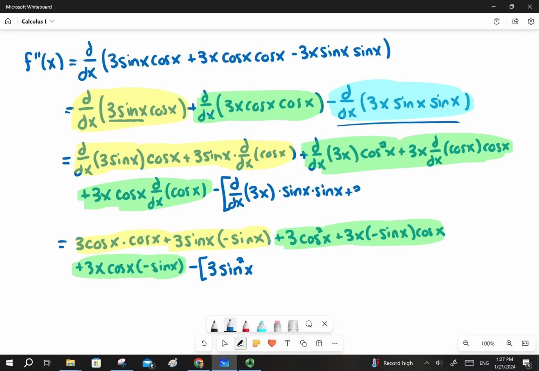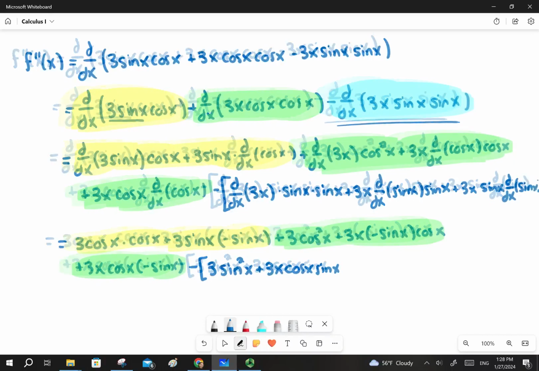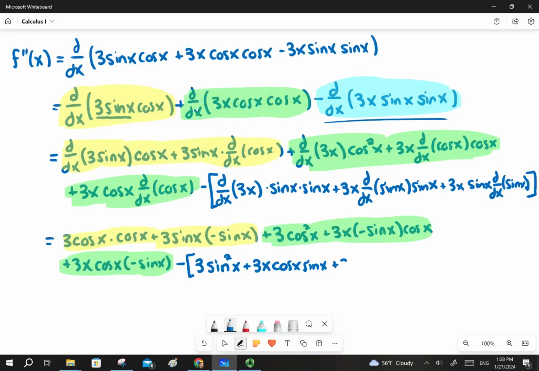Now we leave the 3x alone and take the derivative of the first copy of sine of x and leave the second copy of sine of x alone. So 3x cosine x sine x. And then finally leave the 3x and the first copy of sine of x alone and then take the derivative of the second sine of x, which gives me the same result, but with the factors in a slightly different order. 3x times sine of x times cosine of x. And everything from here on out is just cleanup work.